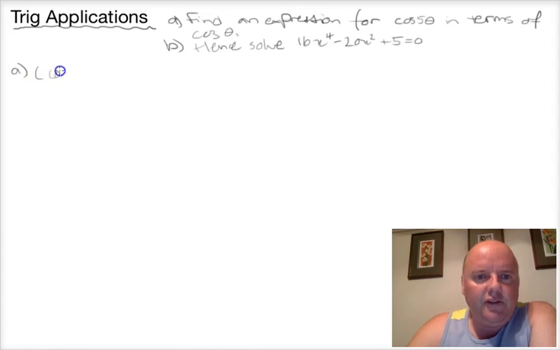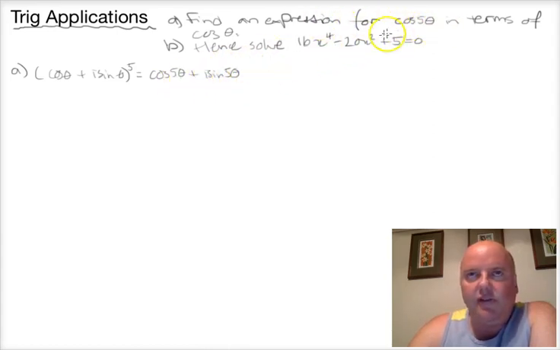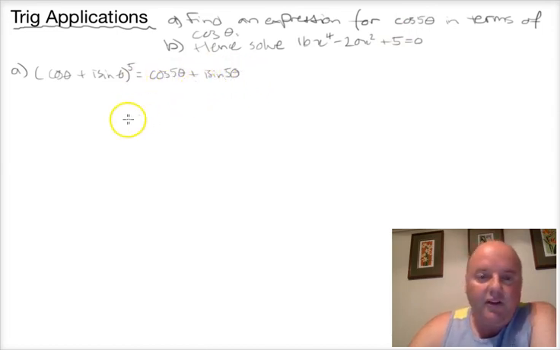Well, if you consider the complex number cos theta plus i sine theta and raise it to the power of 5, by de Moivre's theorem we get cos 5 theta plus i sine 5 theta. Now this is nice because I've got both a cos 5 theta and a sine 5 theta. If we had to find an expression for sine 5 theta, we use exactly the same process. We just look at a slightly different part.